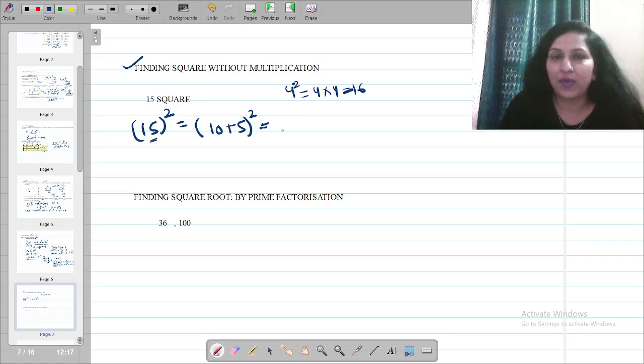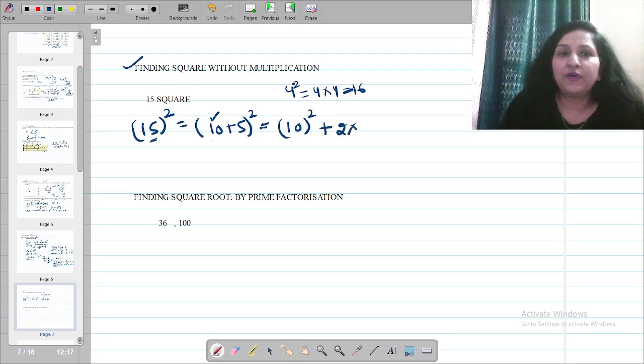10 plus 5 का square. The rule says, first number square. पहले आप first number का square लो. Plus twice of first number into second number, plus the square of second number. What we are doing? First number ka square, second number ka square. Please have a look. Twice of first number and second number.